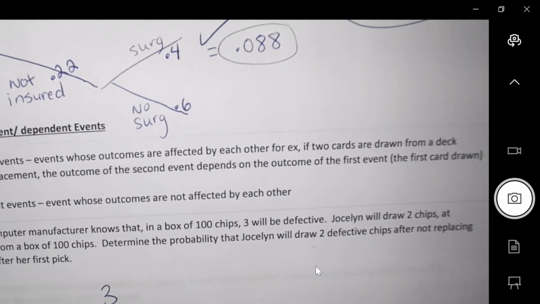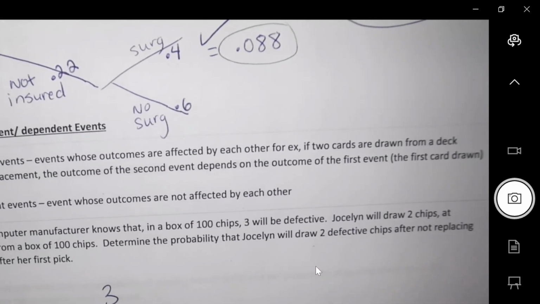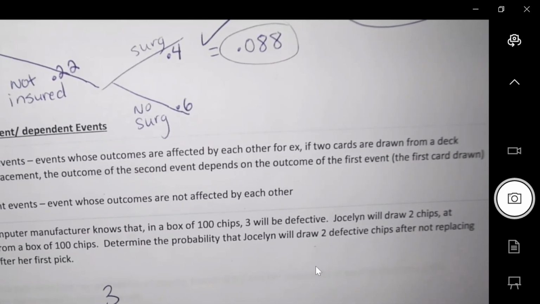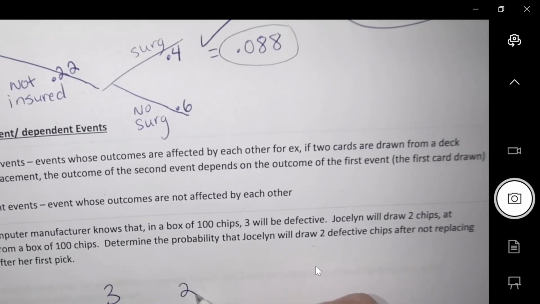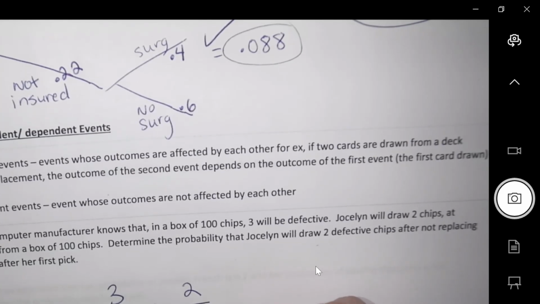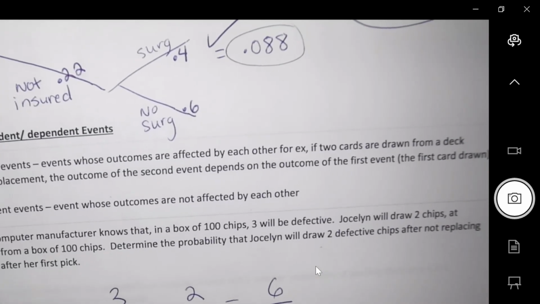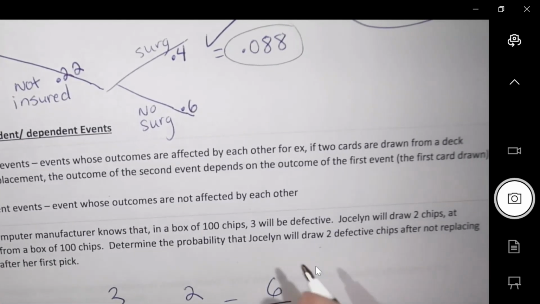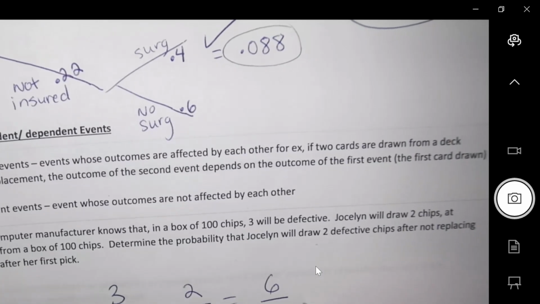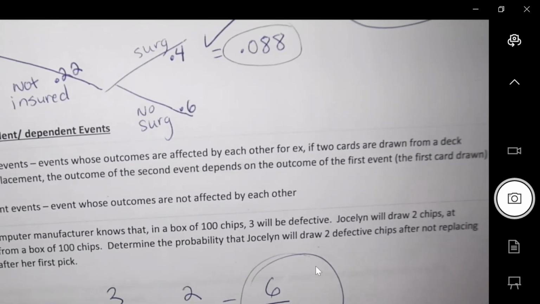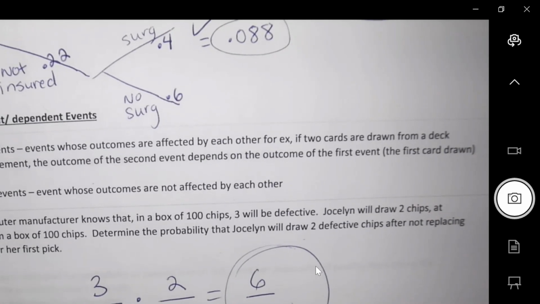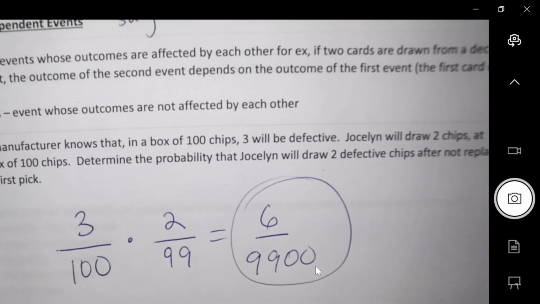She doesn't replace it, so let's just pretend she puts it in her pocket, then goes back to the box. Now, what are the odds of you getting a second defective chip? So how many defective chips are in the box now? 2 out of how many total chips in the box? 99. So this probability is 6 out of 9,900 chance. Okay, and that's fine. You can leave it like that.